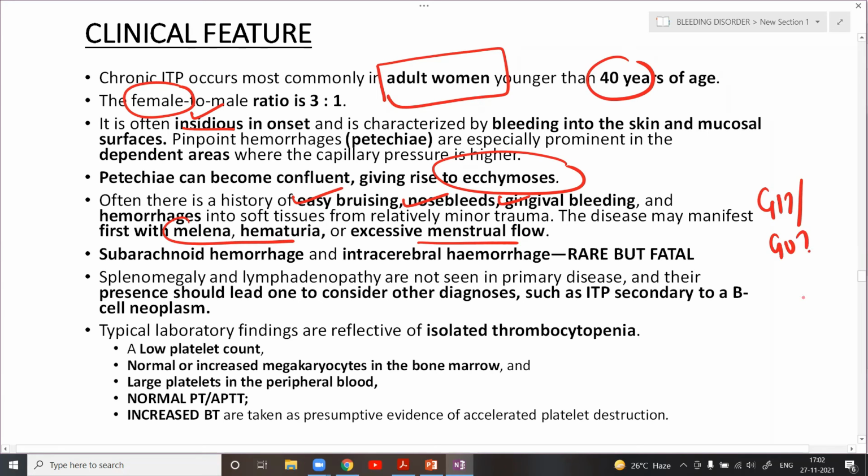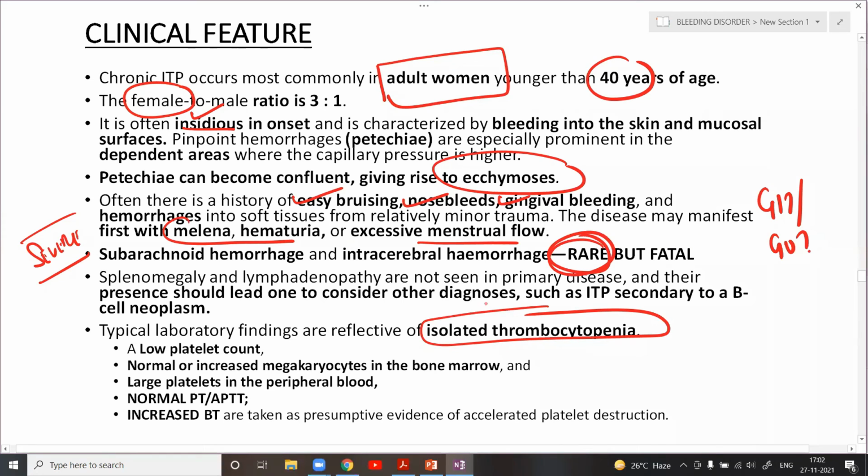That is, gastrointestinal tract bleeding or genitourinary tract bleeding will be there. Remember, severe forms of hemorrhage in vascular wall abnormality or in platelet abnormalities are very rare. It doesn't take place. Okay, just remember this thing. Now, one other thing: what typical findings are reflective of an isolated thrombocytopenia?